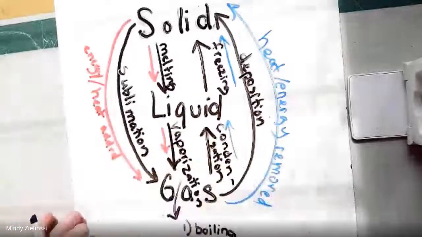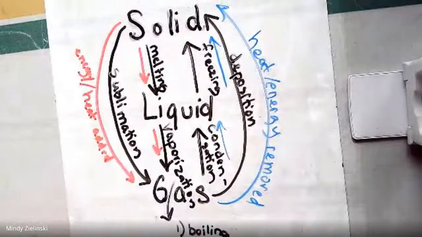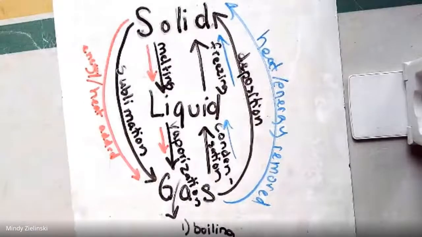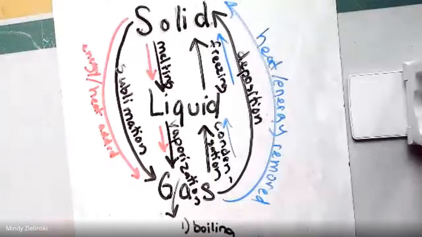Heat or energy removed. So what I really want you to catch from this is there are 3 phase changes, all my ones that are drawn in red, where energy has to be added to the system for them to occur. And then there are 3 phase changes, condensation, freezing, and deposition, where heat energy has to be removed for that phase change to occur.